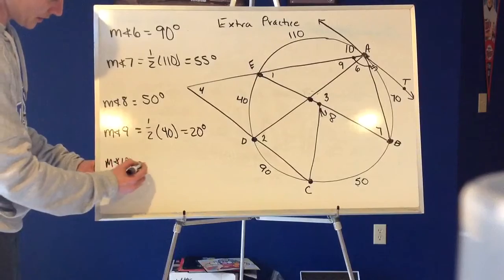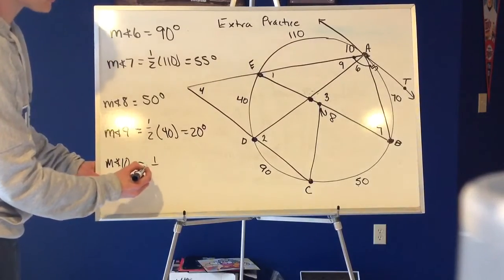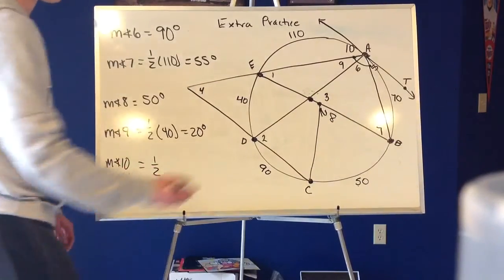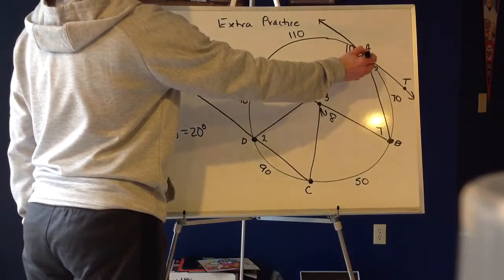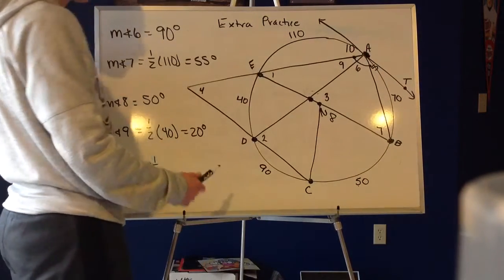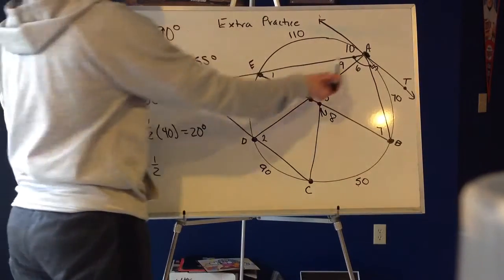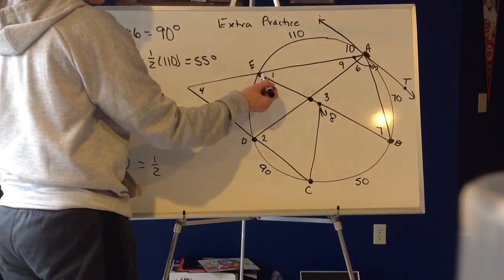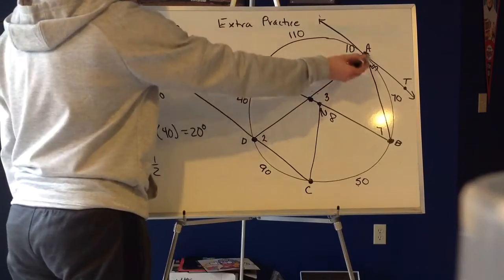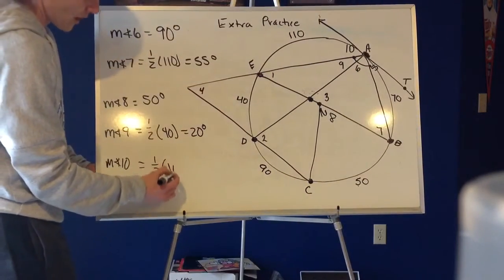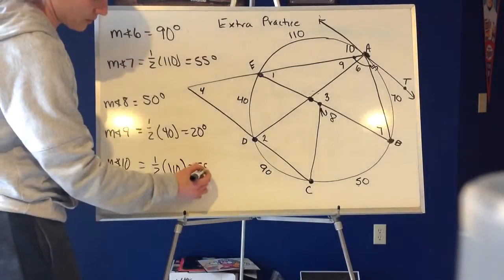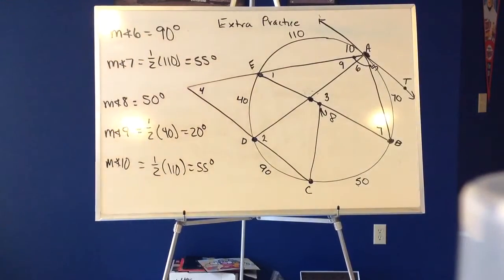And last but not least is measure of angle 10. 10 is also treated as inscribed up here because it's on the circle. It's one of those tricky ones though, because again the tangent goes off this way, so I don't worry about that. I just come this direction, I see it goes to E. So A to E is 110. Half of 110 tells me that it would be 55 degrees.